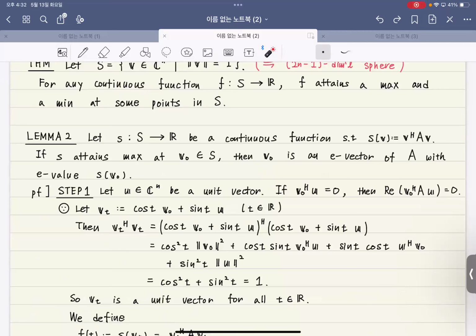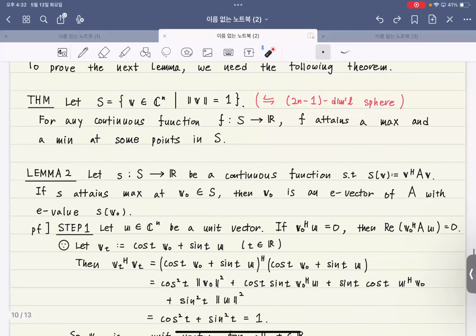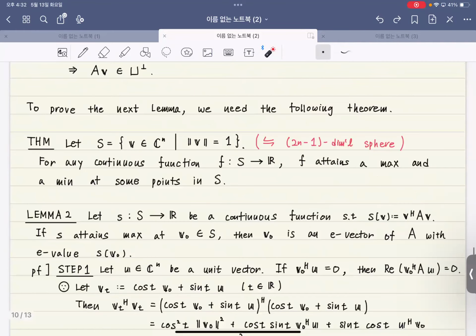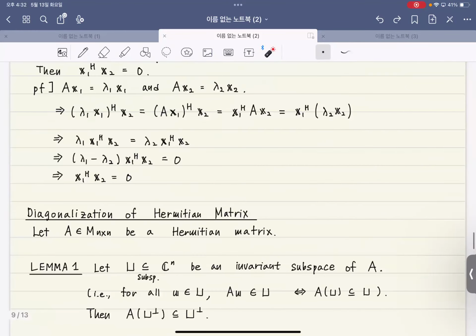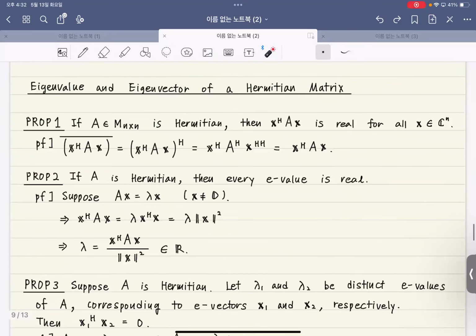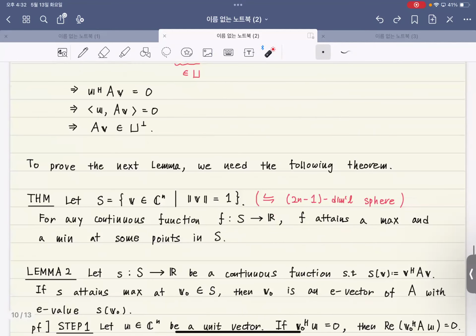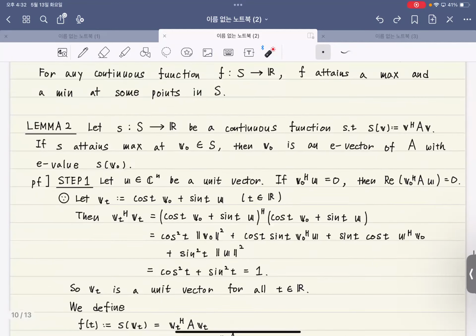This Lemma 2 is maybe the trickiest one, but I will try my best to explain this. I have defined some continuous function s from this set S to R, such that s of v is v Hermitian A times v. Because of Theorem 1, we know that this is always real, right? So this is a function from S to the real numbers.